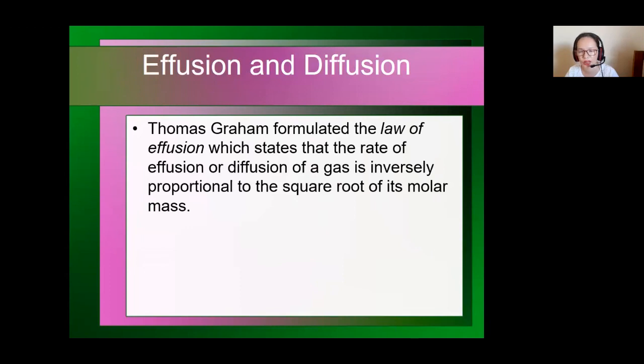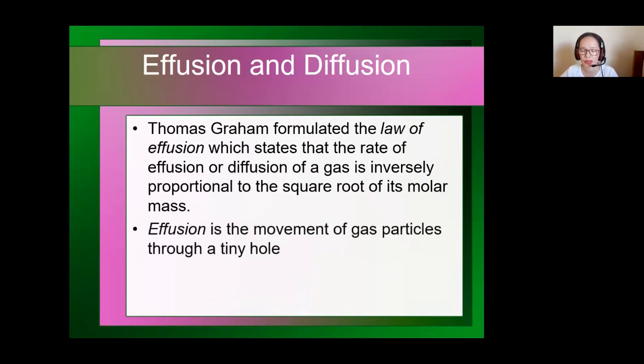If the molar mass is low, its rate of effusion or diffusion is high. Just this inverse relation, but it's inversely proportional to the square root of the molar mass. Effusion is actually the movement of gas particles through a tiny hole. In a container, when gases are placed inside and there's a small hole, the gas will move out from that container. That's effusion.